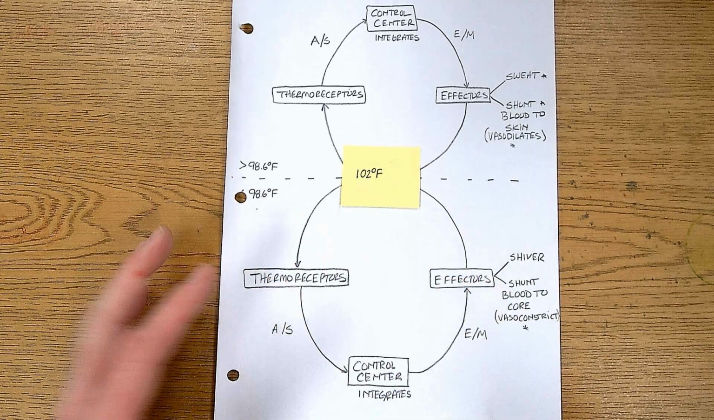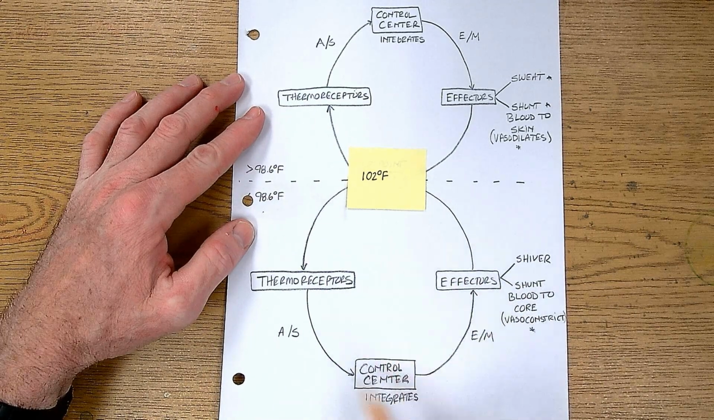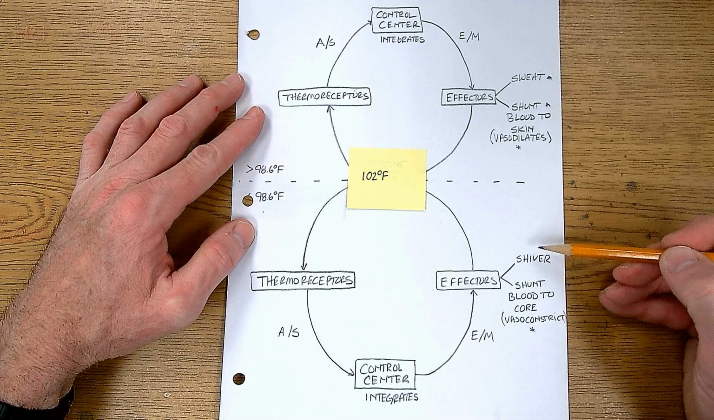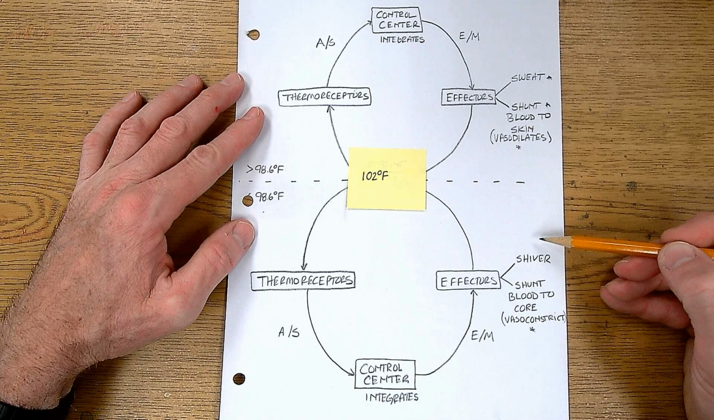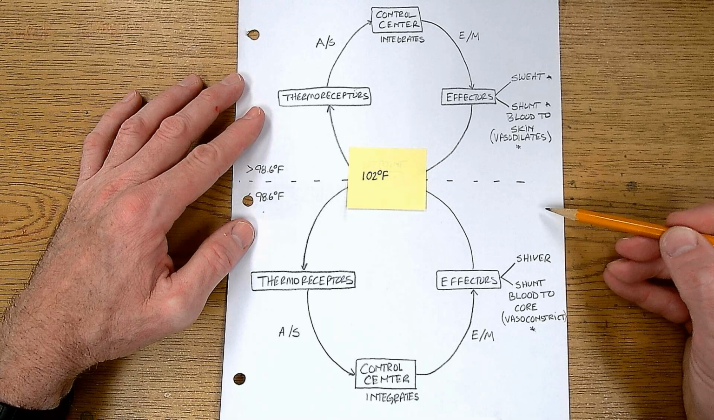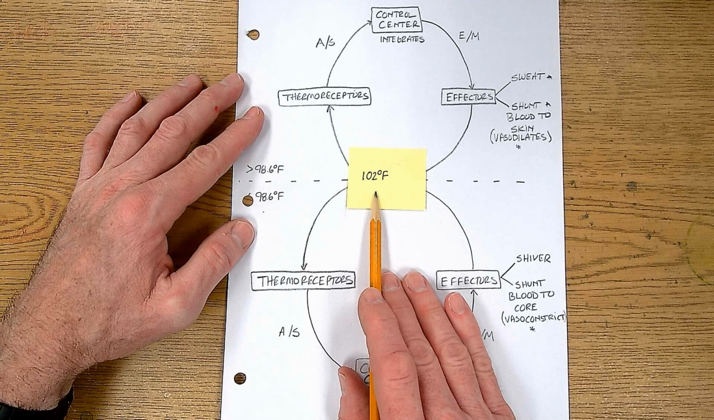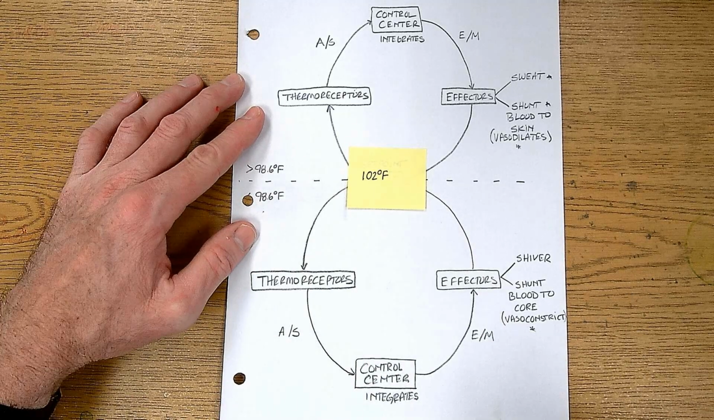So let's say we start off at 98.6. We go a couple rounds around the cycle. So we're at 98.6, 99, 100, 101, 102, 103. Oh no, we hit 103. That's above the temporary set point of 102. So we need to blow off some of that heat. So you need to get rid of 1 degree.